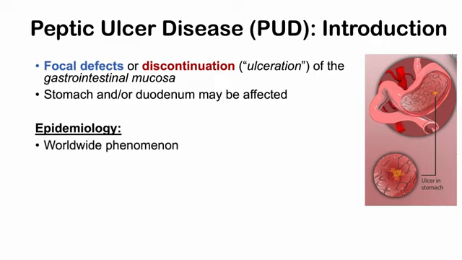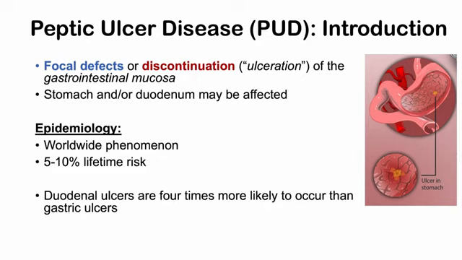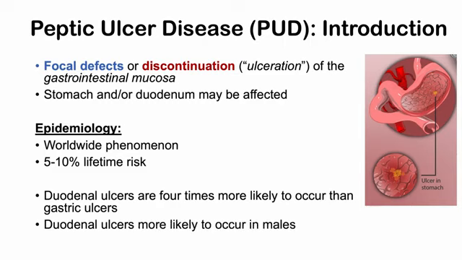What is the epidemiology of peptic ulcer disease? So it is a worldwide phenomenon, so it occurs in all countries around the world, and it occurs in a significant portion of the population. Roughly speaking, around 5 to 10% have a lifetime risk of developing peptic ulcer disease. Duodenal ulcers are 4 times more likely to occur than gastric ulcers, and duodenal ulcers are more likely to occur in males. So those are 2 key important notes to make here.